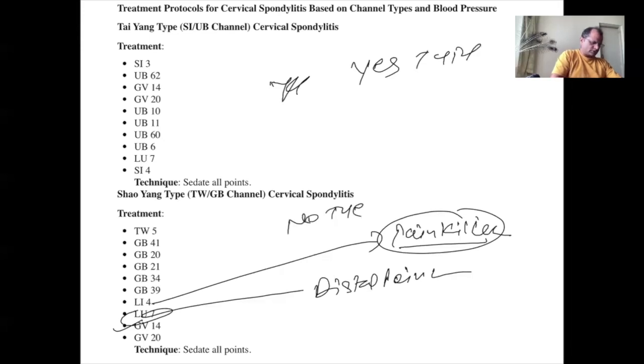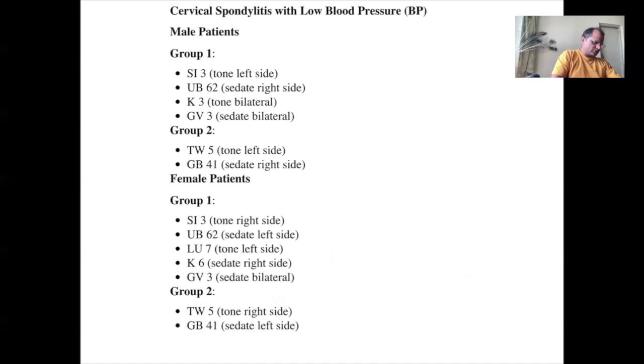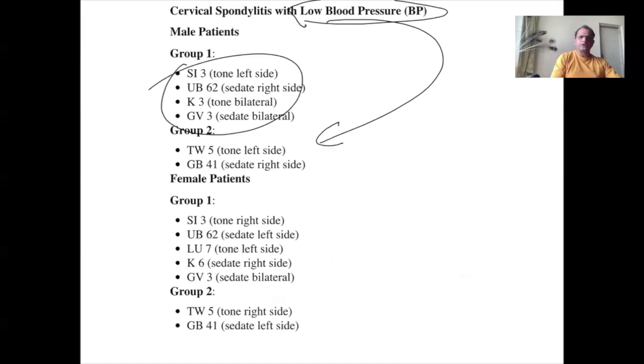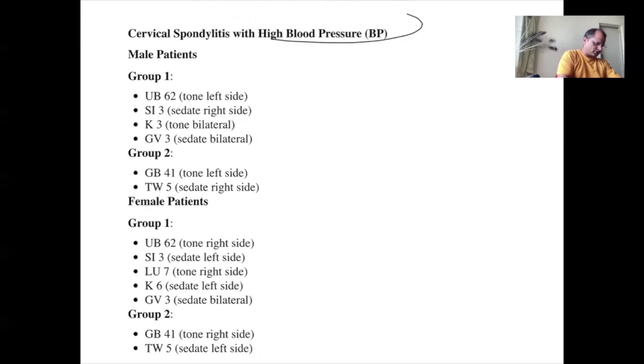In tomorrow's class, we will discuss for the patient suffering with low BP, how to make the plan by just using 3 to 4 points. It will be different for male and female. And for the patient suffering with high blood pressure, how to make the plan for cervical spondylosis. So this discussion will be tomorrow.